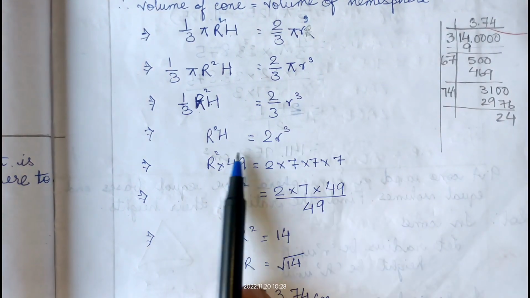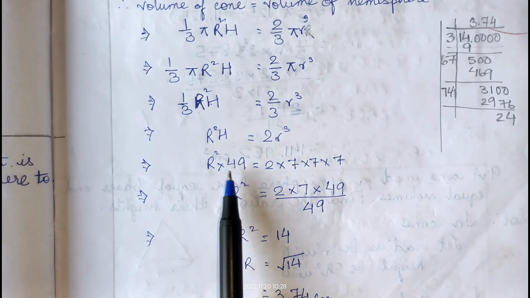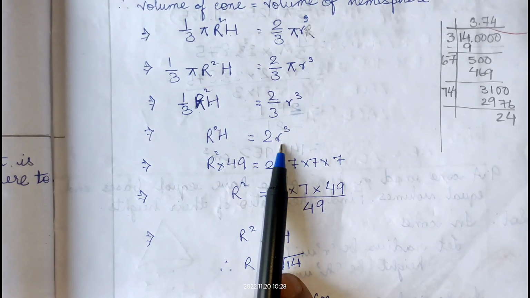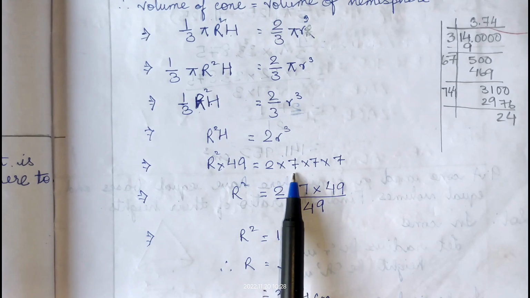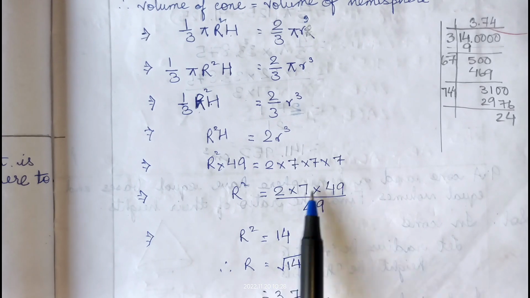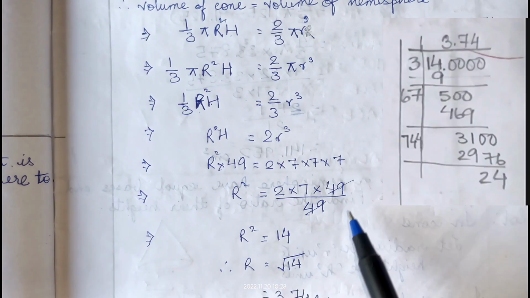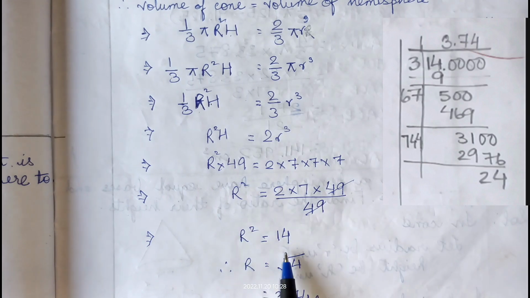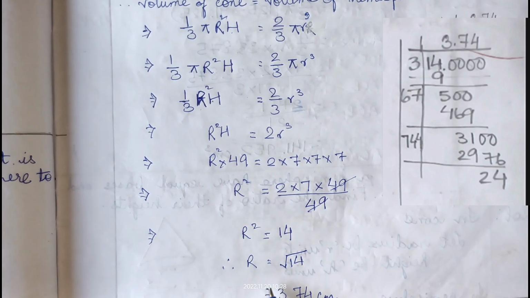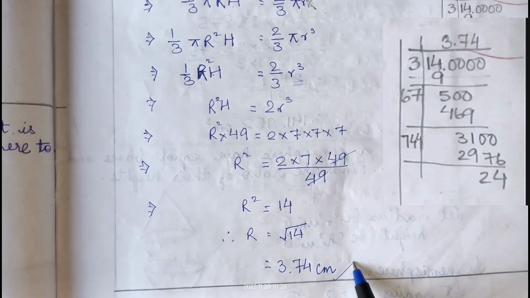So r square, height is given 49, so r square into 49 will be 2, small r is 7, so 2 into 7 into 7 into 7, so r square will be 2 into 7 into 49 divided by 49. This 49 and 49 can be cancelled, so we are left with r square is 14. Since r square is 14, so r will be root over 14, which will give 3.74 centimeter.